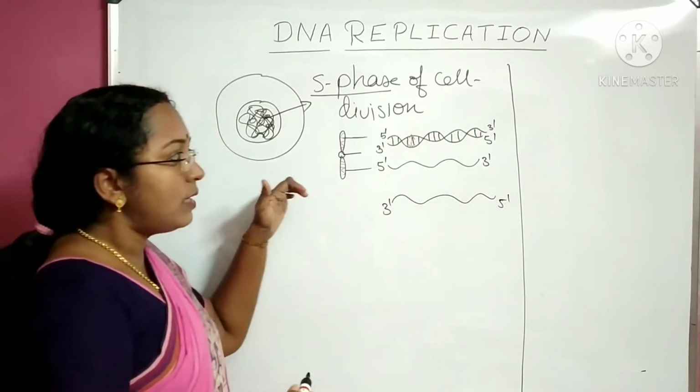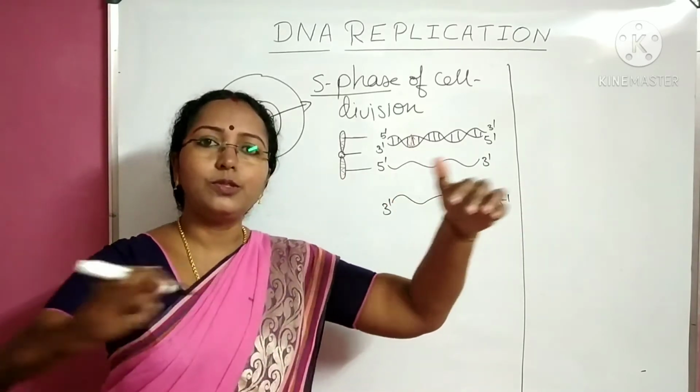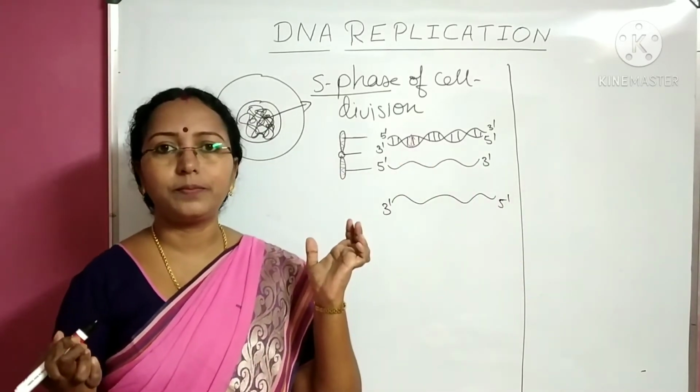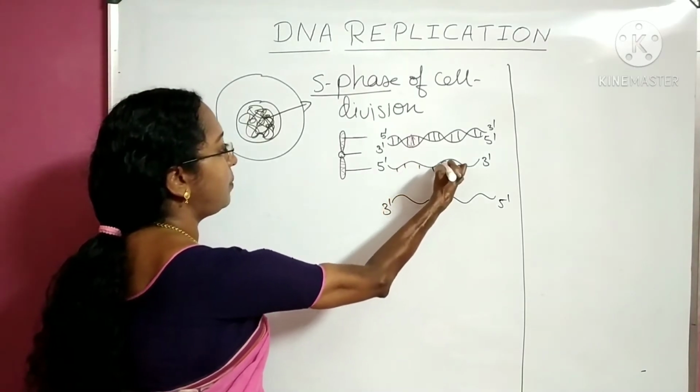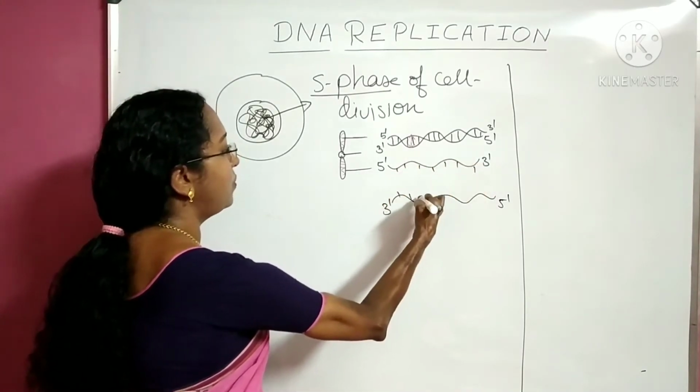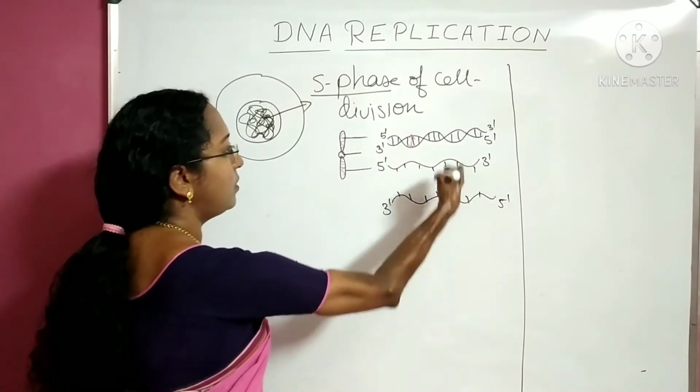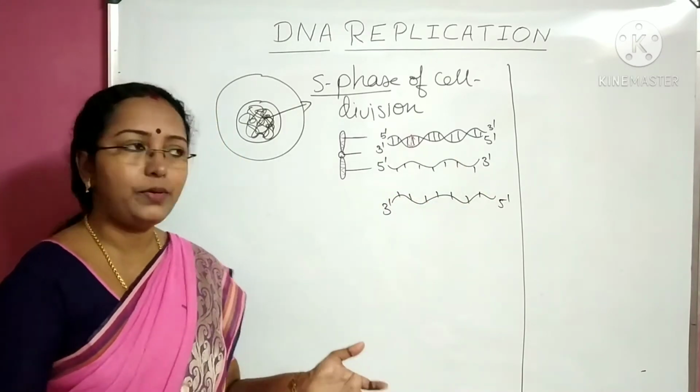So when this hydrogen bond is removed, the two strands get separated. These two strands are separated because the hydrogen bond is removed. It is no more bonded with each other.